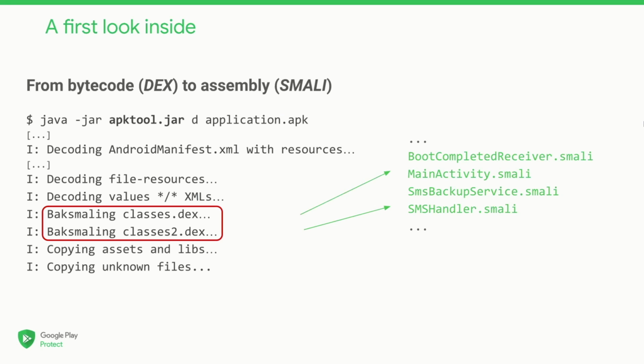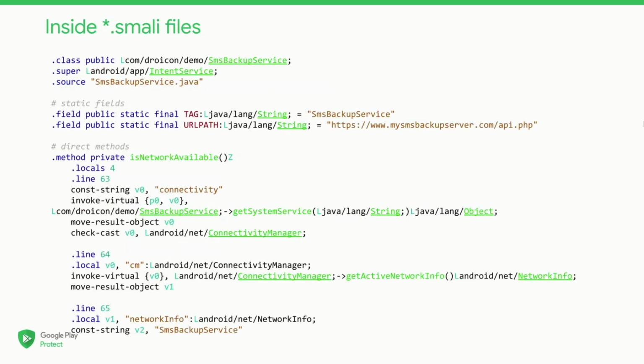So here's an example of a Smali file. You can see it's definitely not as easy to read as Java, and it's a little bit more, I guess, verbose. But it's still somewhat human readable. In this case, you can see at the top that the source file was originally SmsBackupService.java. And then you can see things like the static field that it defines in this class. And then there's an example of one of the methods right here.